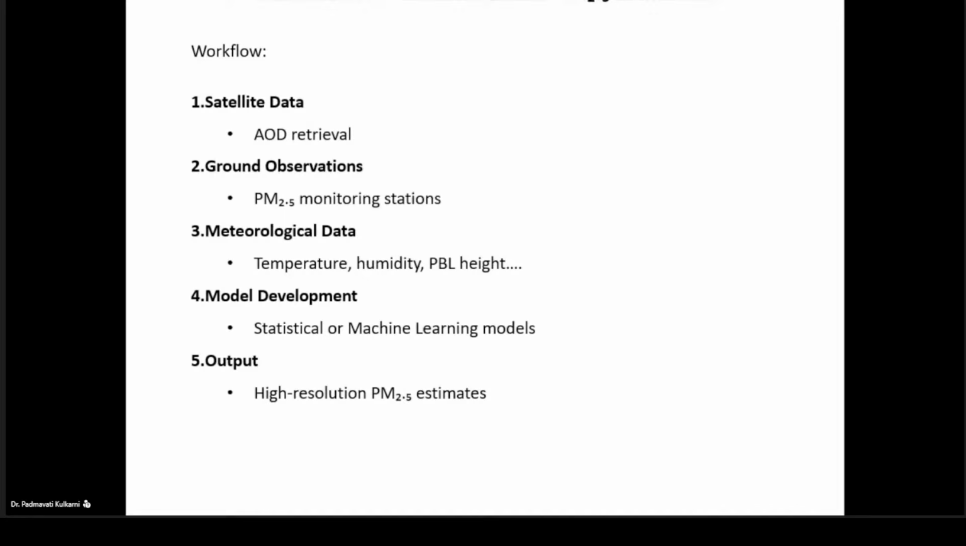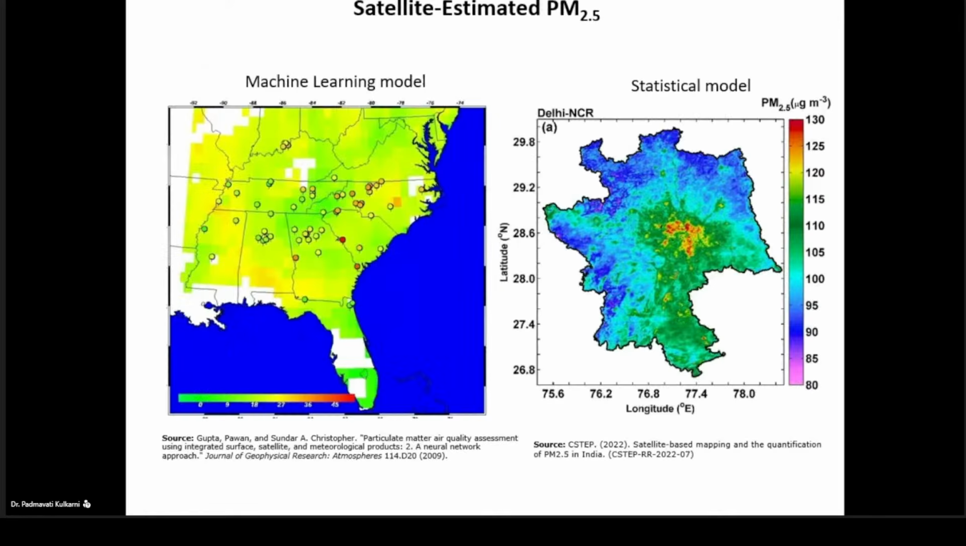This is where the researchers' challenge lies: how we get the satellite data in terms of aerosol optical depth and how we estimate the PM 2.5 values. Here are some already published references I have given. You can see the first figure, which is from a machine learning model. I think a neural network model has been used, and they have done the spatial mapping of PM 2.5. You can see a 1 kilometer by 1 kilometer pixel size. Very nice.